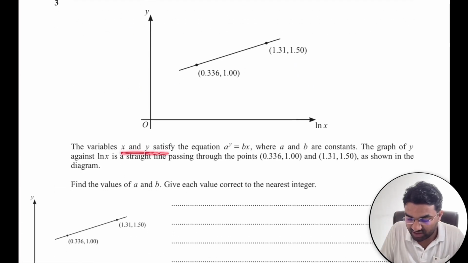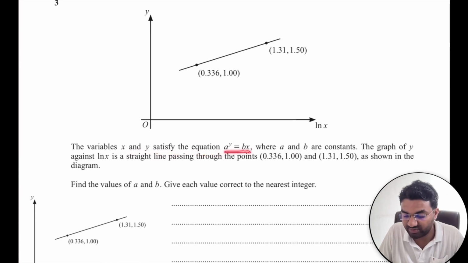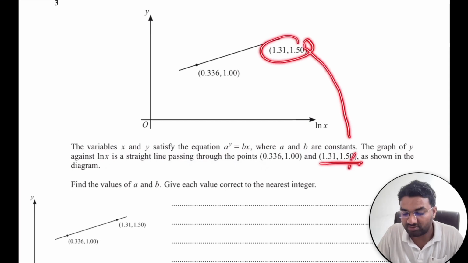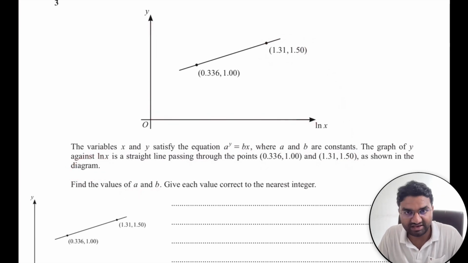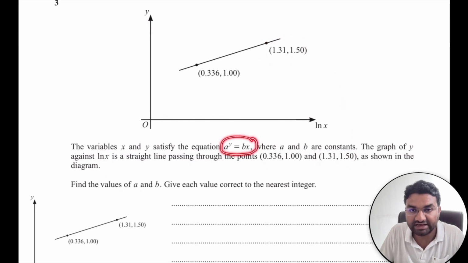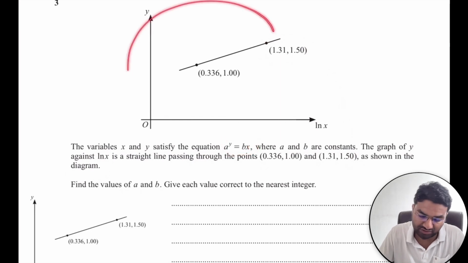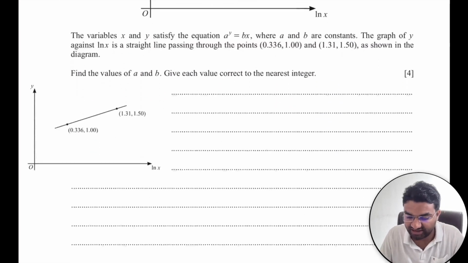The variables x and y satisfy the equation a to the power y = bx, where a and b are constants. The graph of y against ln x is a straight line passing through the points (0.336, 1) and (1.31, 1.5), as shown in the diagram here. Find the values of a and b. So in this case we have to find the value of a and b from this equation. I have taken this diagram here so that it will be easy to explain.